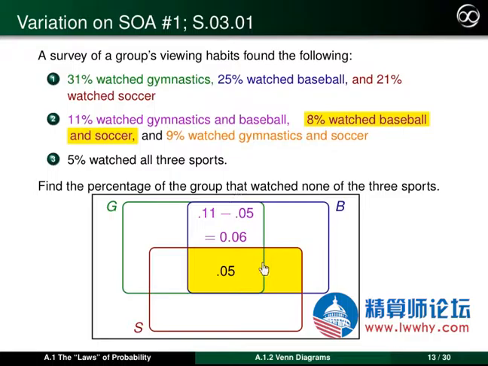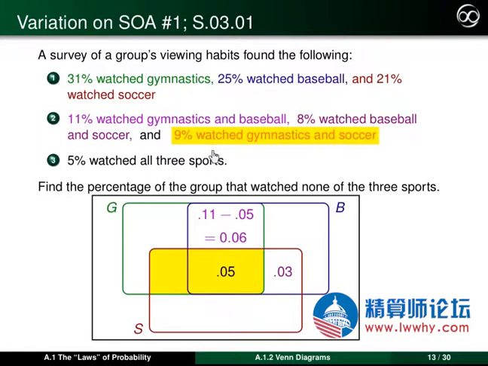8% watch baseball and soccer. Well, that's this 5% plus this extra little corner. These have to add up to 8%, so I have to have 3% in the baseball and soccer only with no gymnastics. 9% watch gymnastics and soccer. That's these two pieces. I know about 0.05, so I have to have 0.04 left.